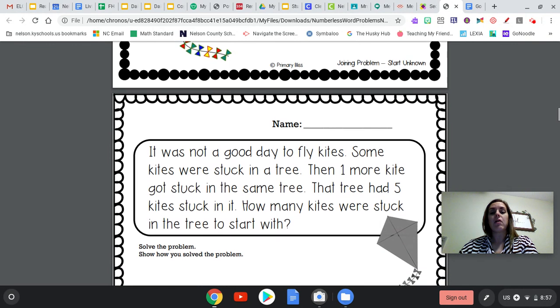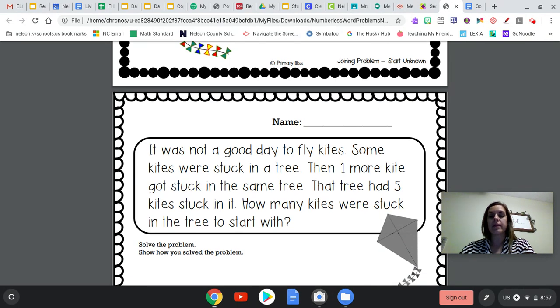Okay, and now they give us another part of the story on that windy day. It was not a good day to fly kites. Oh, maybe it wasn't super windy, or maybe it was too windy. Some kites were stuck in a tree. Uh-oh, I don't like it when that happens. And then one more kite got stuck in the same tree. So we know some were stuck in the tree. We don't know how many. And then we know there was one more. That tree had 5 kites stuck in it. How many kites were stuck in the tree to start with?